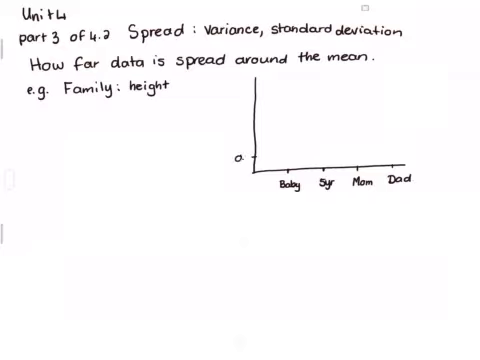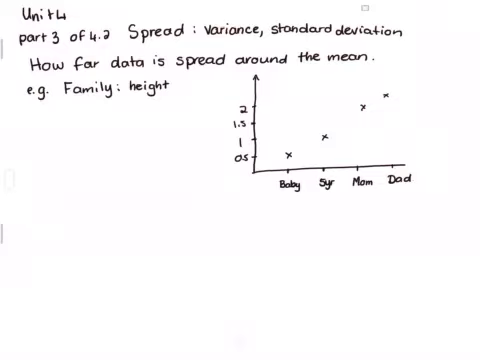So 0.5, 1, 1.5, 2. Baby is half a meter. The 5-year-old is 1 meter. Mom is 1.7 meters, and dad is 1.9 meters.